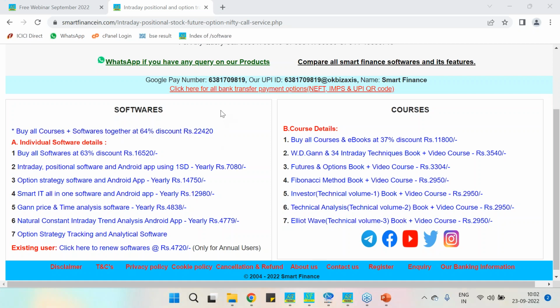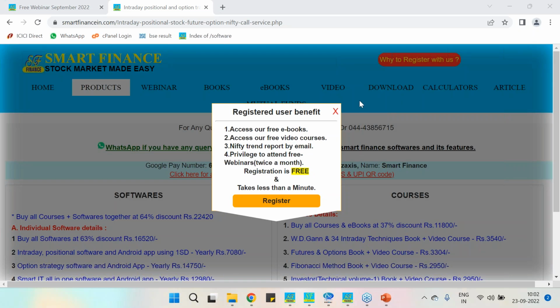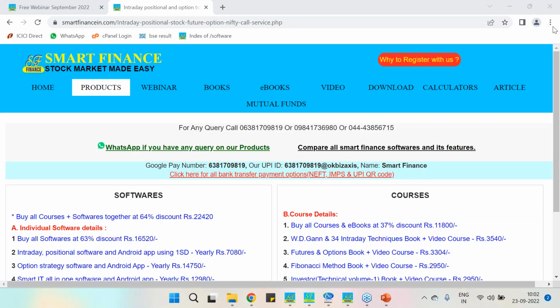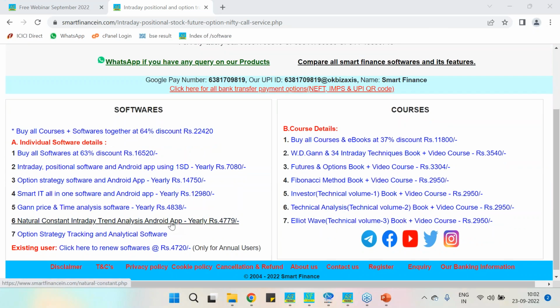Yeah. So here, all in all, we have two segments of products. First segment is courses, second segment is our softwares. In courses, we have 6 different courses on GAN, Fibonacci, Elliott, technical. As I used to say, how are these courses different?